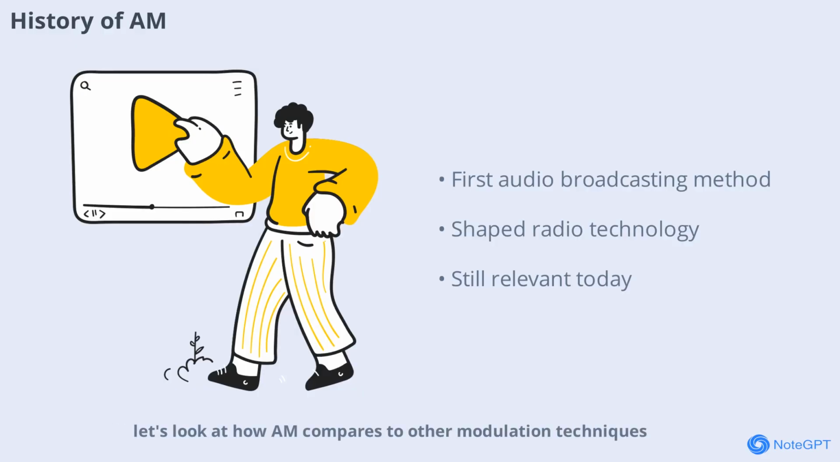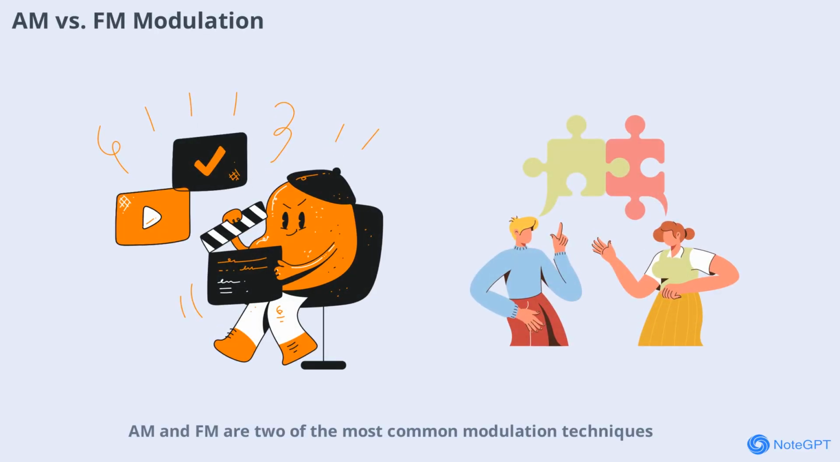Now, let's look at how AM compares to other modulation techniques. AM and FM are two of the most common modulation techniques. While AM varies the amplitude of the carrier, FM varies its frequency. FM offers better noise immunity and higher sound quality, which is why it is preferred for music broadcasting. However, AM's simplicity and long-range capabilities make it suitable for talk radio and emergency communication. Each method has its own strengths and ideal use cases.